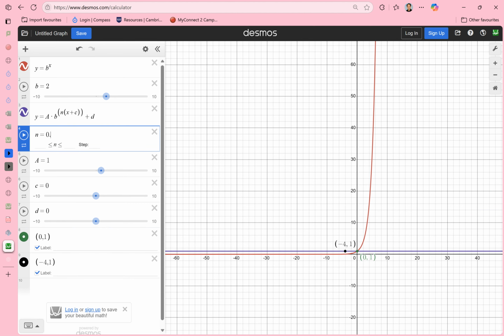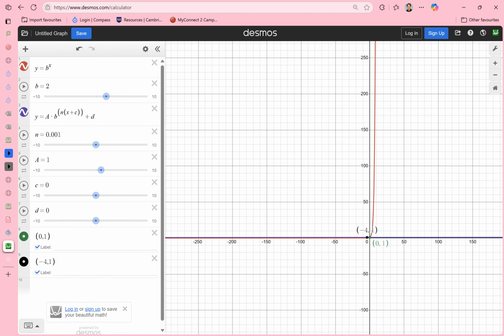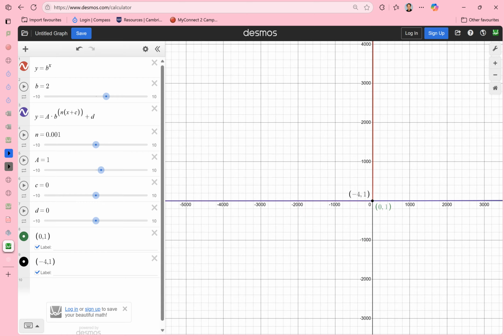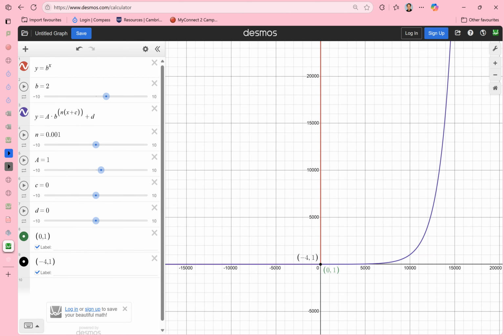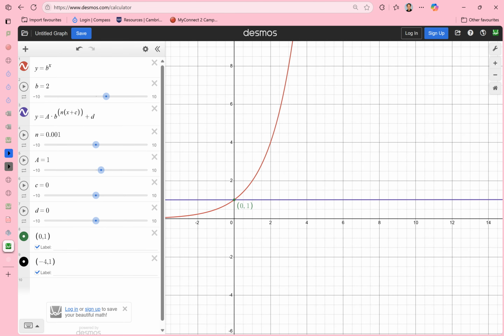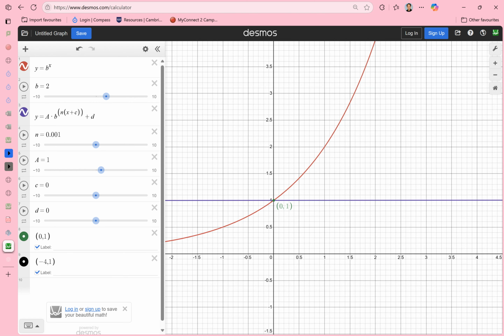If I want to make it even more, I can make it 0.001. You see how it's now, it's still a horizontal, where is it? Wow, it's so big. Oh, there we go. Okay, so you can see I'm stretching it horizontally. But what's special is, same thing, if you look at the y-intercept, it's still (0, 1). Doesn't change. Because the n value is multiplying the x, and if x is 0, it's always going to stay at 0. That's why. Okay, so n is responsible for that.